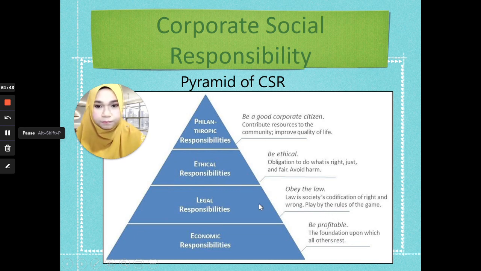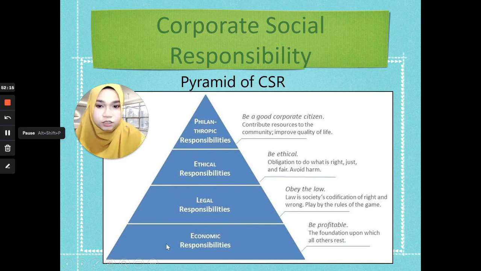Next one. After you have grown your business, your business becomes more stabilized. Now you start to have what they call ethical responsibilities, which is your obligation to do what is right, what is just. Just here means fair, and also you are avoiding harm. You are doing beyond what is actually stated by the law, meaning you are being ethical, doing what is right.